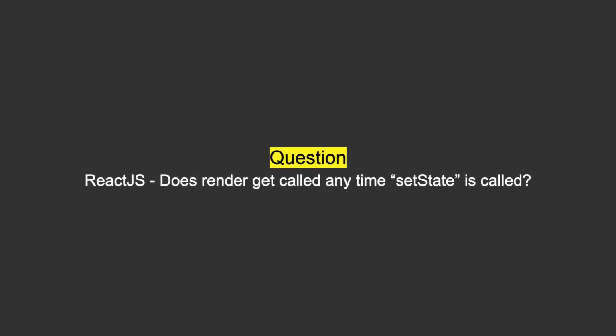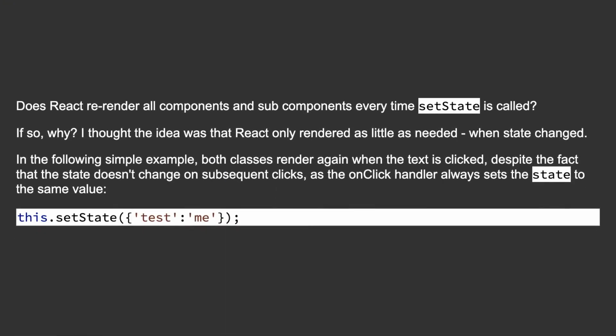ReactJS. Does render get called anytime setState is called? Does React re-render all components and subcomponents every time setState is called? If so, why? I thought the idea was that React only rendered as little as needed when state changed.